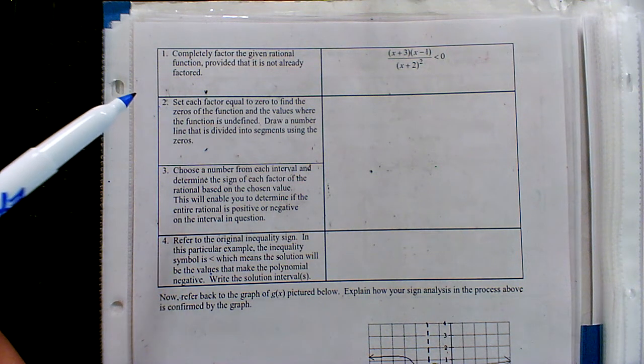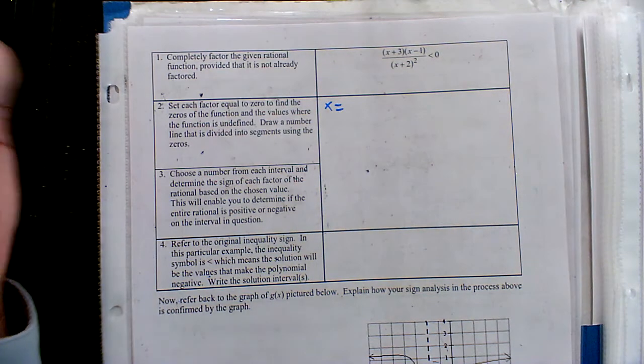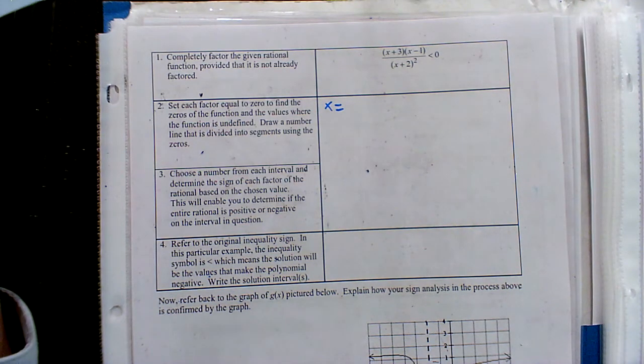Step 2, set each factor equal to 0 and find the zeros of the function and the values where the function is undefined. Then we want to draw a number line that is divided into segments using the zeros. So first off, we want to find out what the zeros are. So if we set it equal to 0, or we find out where the function is undefined.